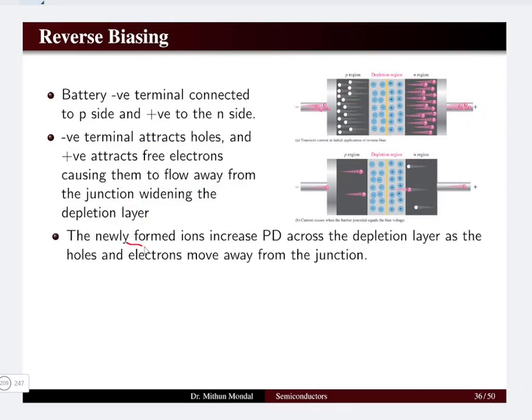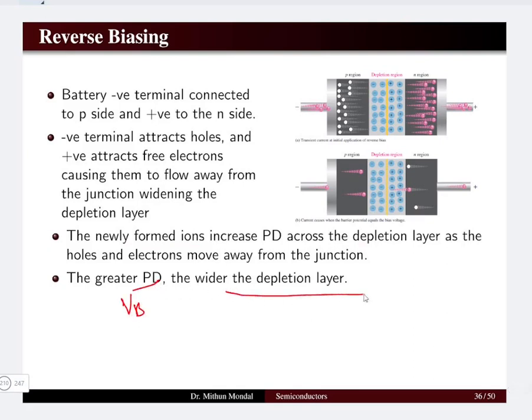So the newly formed ions increase the potential difference across the depletion layer. So this barrier potential will increase, and holes and electrons will move away from the junction. The holes and electrons now move away from the junction, the depletion layer width increases, and the barrier potential, that is the potential difference, increases. The greater the potential difference, that is the barrier potential, the wider the depletion layer.